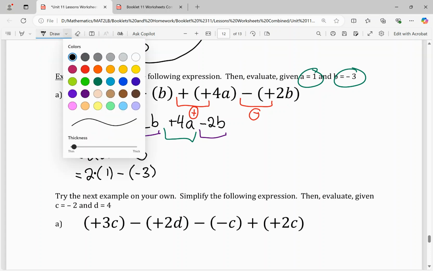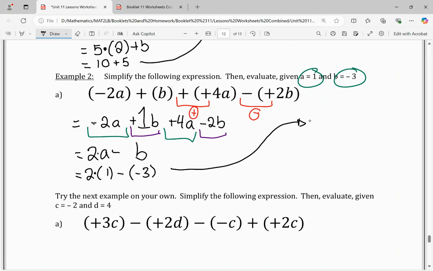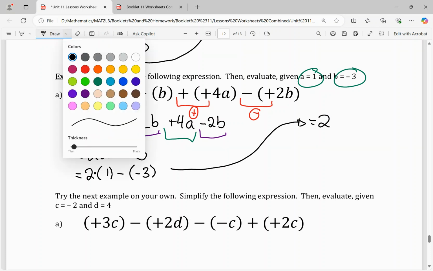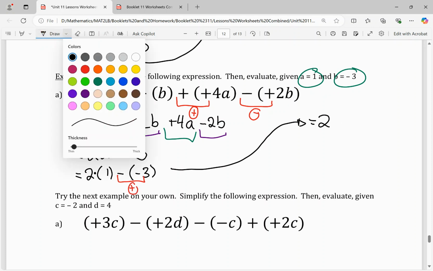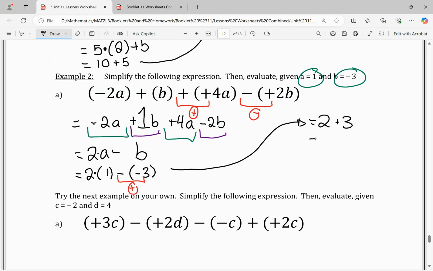I'm going to move over here to this side for the sake of room. The first thing that I'm going to do is 2 times 1. That's equal to 2. Now, on the same line, I can combine these two negatives, right? Because these two negatives are going to make a positive. So this is like 2 plus 3, which is equal to 5, and then you're done. That question's a little bit tricky.